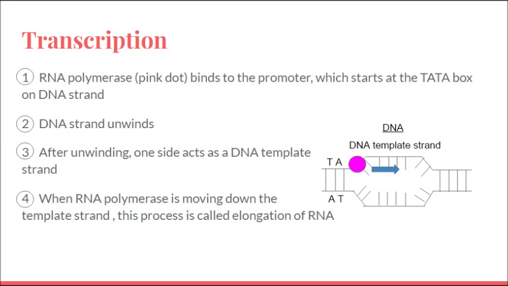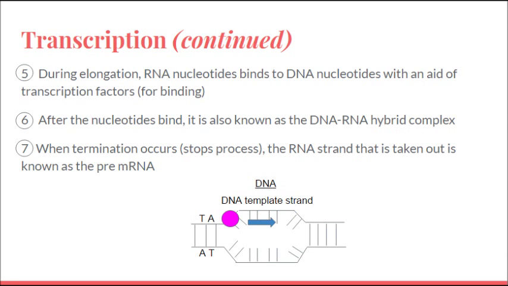After unwinding, one side acts as a DNA template strand. When RNA polymerase is moving down the template strand, this process is called elongation of RNA. During elongation, RNA nucleotides bind to DNA nucleotides with the aid of transcription factors. Transcription factors are proteins that initiate and regulate transcription of genes, which does not include RNA polymerase. After the nucleotides bind, it is also known as the DNA-RNA hybrid complex.